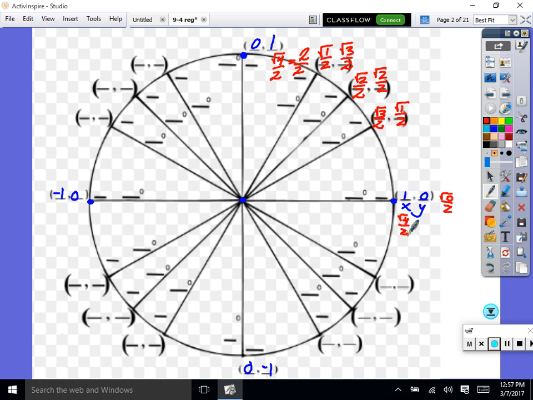So this is the square root of 0 over 2. Then it counts up. Square root of 1 over 2. Square root of 2 over 2. Square root of 3 over 2. Does that make sense? You just do it the other way.